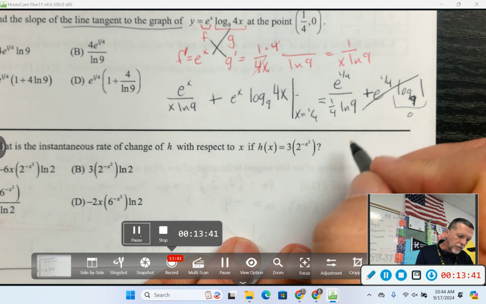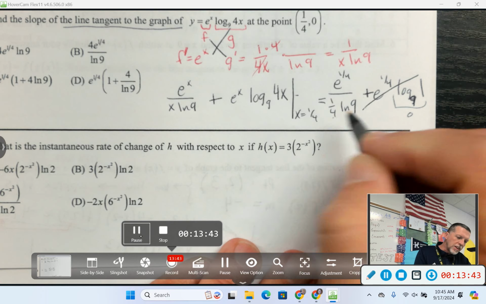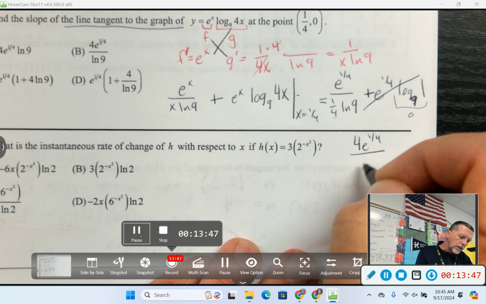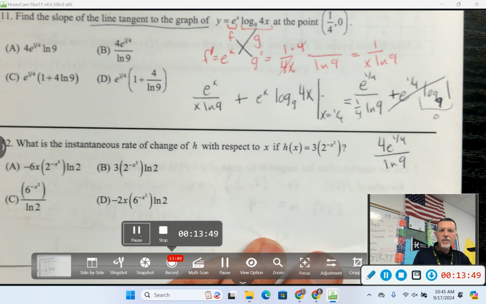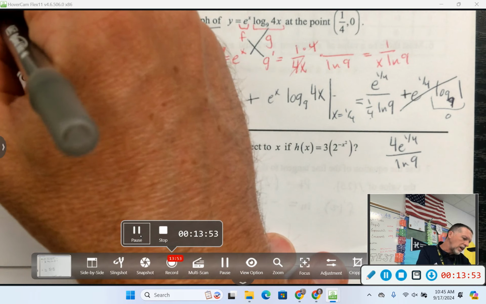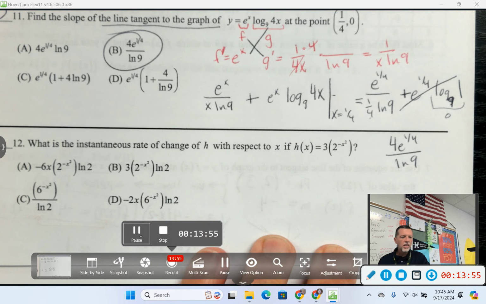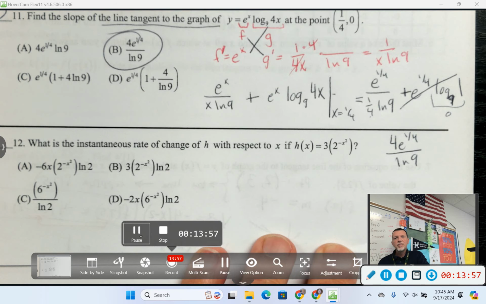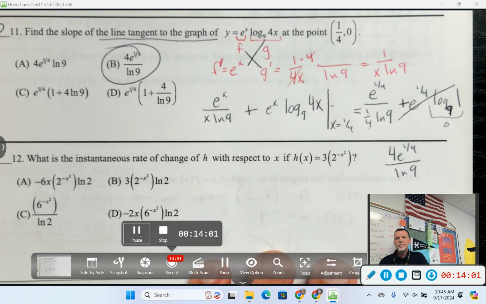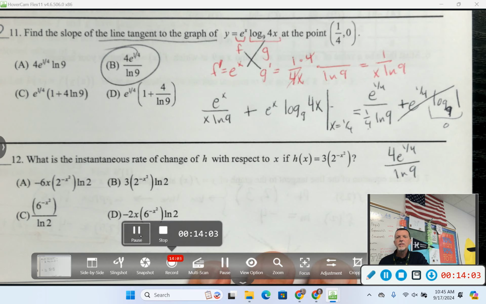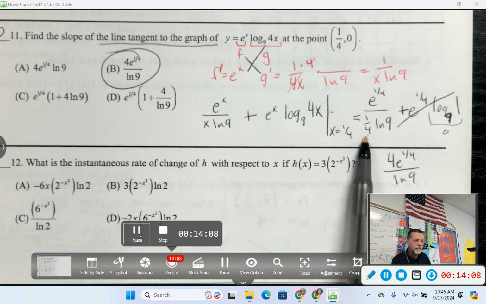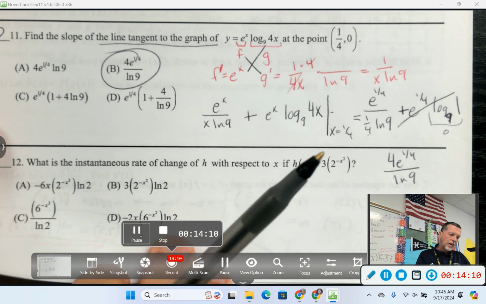And that made things a little bit better. A 4th in the denominator would flip that 4 to the top. So 4e to the 1/4 over natural log 9. Surely that's a choice. Answer B. Another one with a lot of calculus and a lot of algebra. Log of 1 is 0. A 1/4 in the bottom. Some people still struggle with how to handle fractions. So, algebra and calculus.